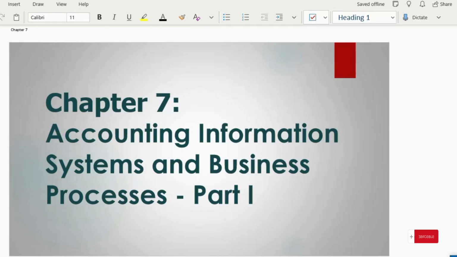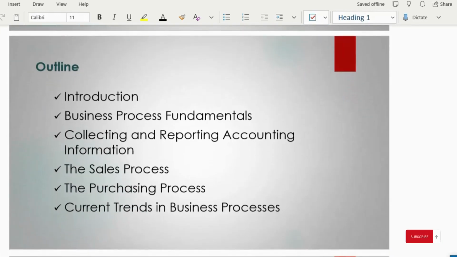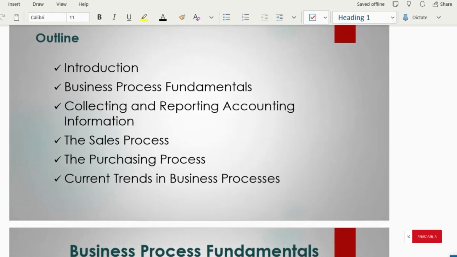Moving on to the outline of this topic, from the accounting perspective we will discuss the fundamentals of business processes, and then in accounting we'll discuss the whole accounting cycle. We will also see the collection and reporting of accounting information required for these systems. Then the two major business processes, as mentioned before, the sales process and the purchasing process, we will discuss with respect to systems. And then finally we will discuss some of the current trends in business processes.